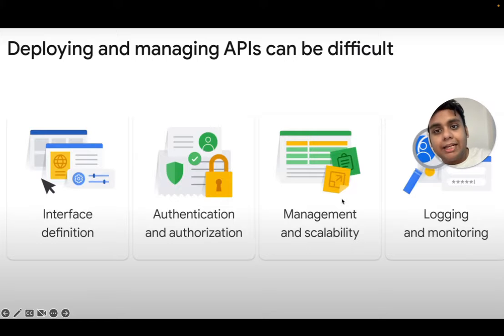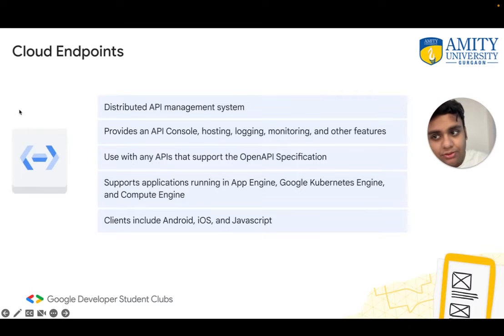Well, deploying and managing APIs can be difficult. Yes, it can be difficult, like interface definition, authentication, authorization, management and scalability, logging and monitoring. One person cannot do it all, right? Well, how do we do it then? There are cloud endpoints. What are cloud endpoints? Well, these are distributed API management systems which do all of these features that we talked about, like hosting, logging, anything that you can think of which you would be doing manually. But these cloud endpoints, or Apigee that we're going to talk about, do this for us.